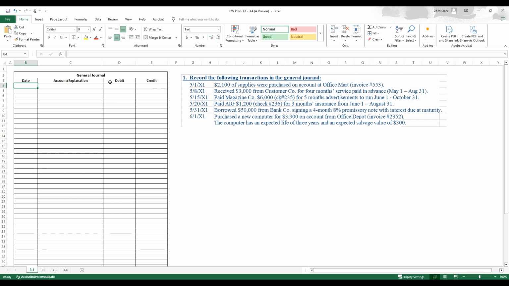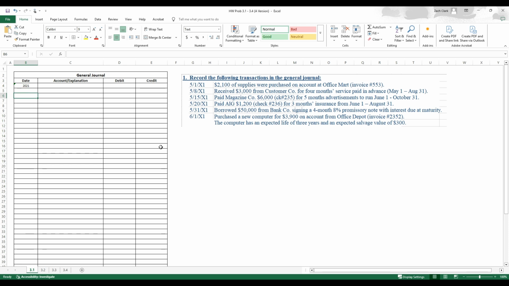So we've got our general journal here, and I'm going to go in and just put 2021, for example. Whenever you see this X1, it's just leaving off the number before the 1, but I'm just going to figure that is basically saying May 1st, 2021. So we'll put 2021 up here and just go with that.